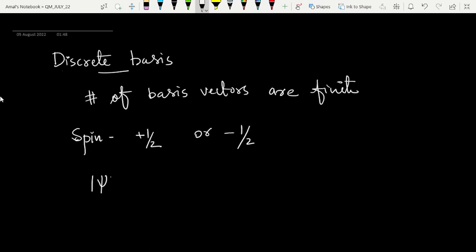Then psi can be expressed as some constant into one basis vector phi1 plus another constant into phi2. So there will be only a finite number of terms in the expansion of this abstract vector psi. That is discrete basis. In that case, we can represent psi in terms of a column vector, and operators in terms of a matrix, etc. So that we have learned already.